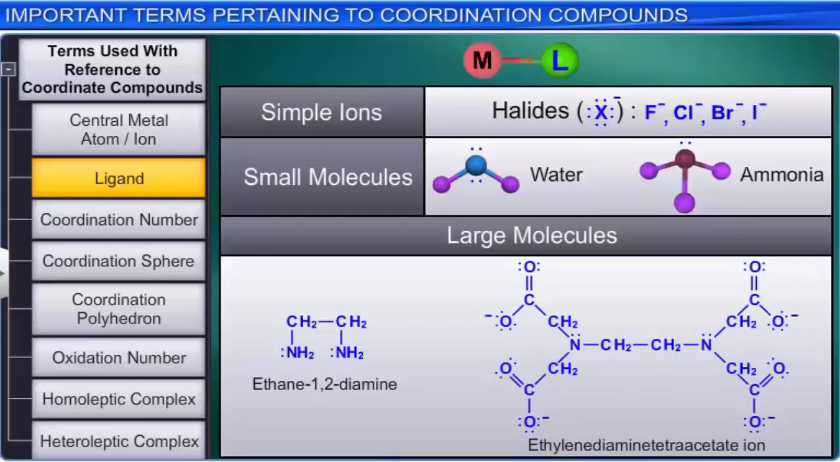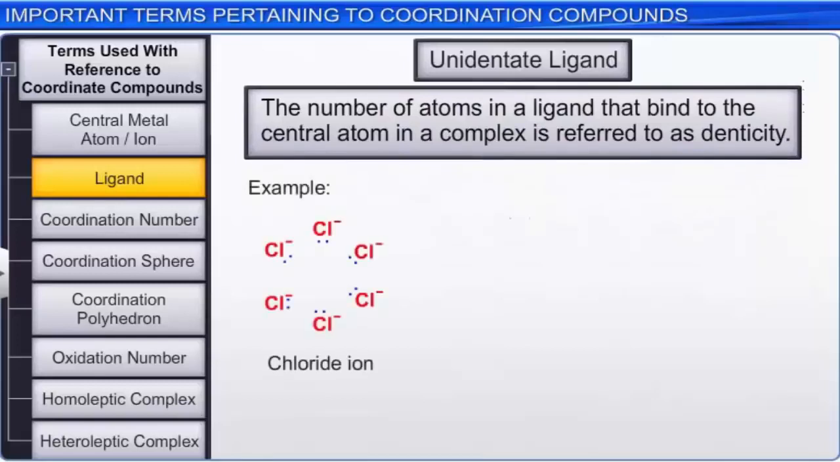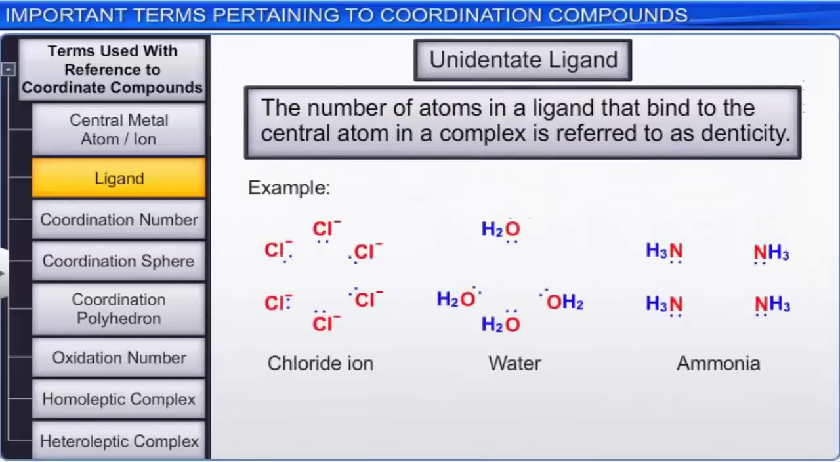The number of atoms in a ligand that bind to the central atom in a complex is referred to as denticity. When a ligand is bound to a metal ion through a single donor atom, as with a chloride ion, a water molecule or an ammonia molecule, the ligand is said to be unidentate.